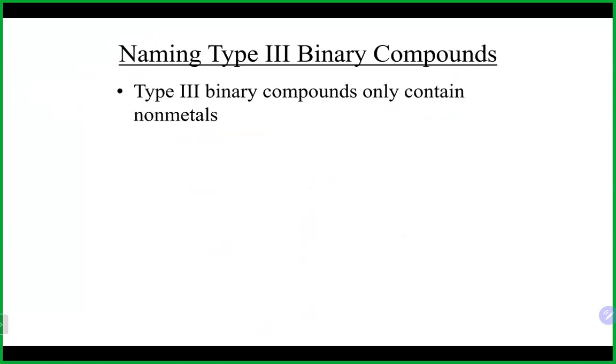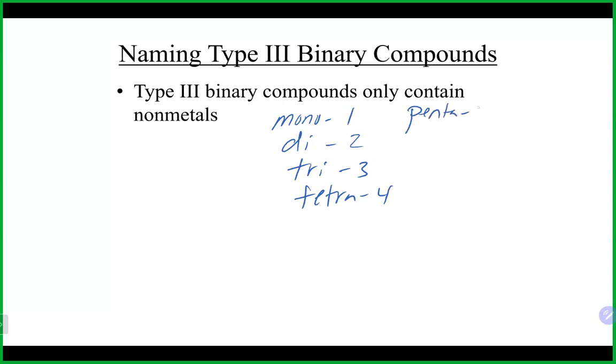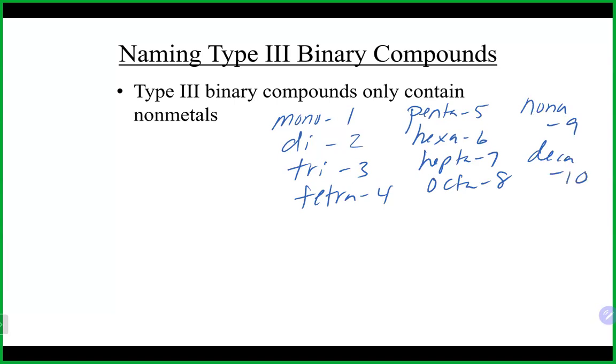So they use prefixes. Again, we'll see a chart, but we have mono, which is 1. We have di, which is 2. Tri, which is 3. Tetra, which is 4. Penta, which is 5. Hexa, which is 6. Hepta, which is 7. Octa, which is 8. Nona for 9. And deca is 10 in this particular case.